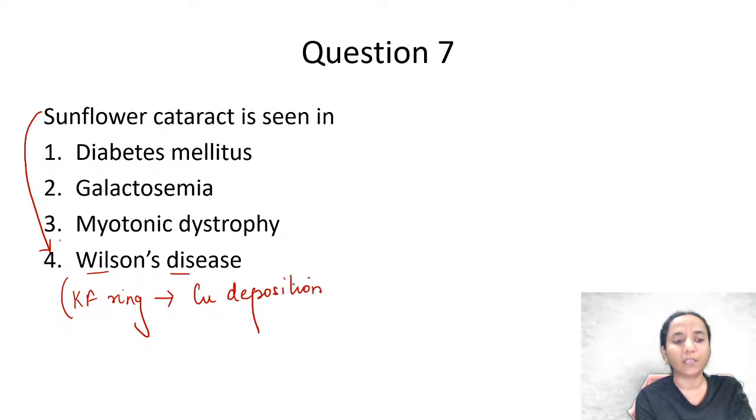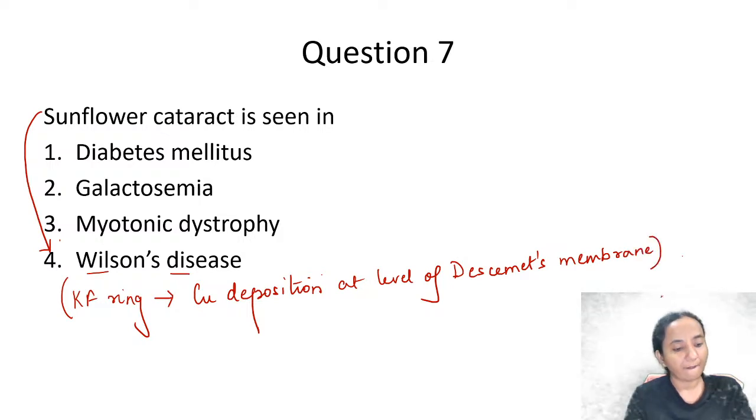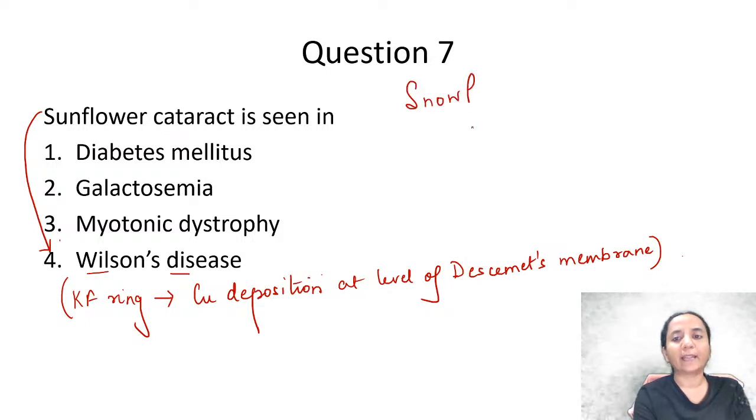All these are MCQs. So in Wilson's disease, we get to see sunflower cataract. The other ocular sign of Wilson's disease is the KF ring, which is because of copper deposition at the level of the Descemet's membrane.